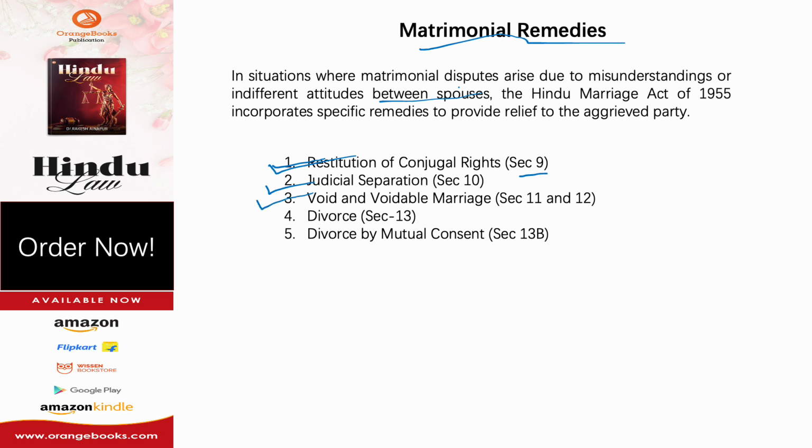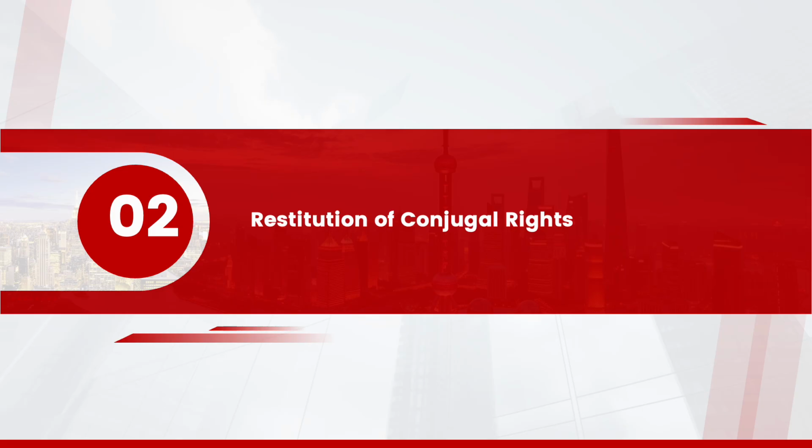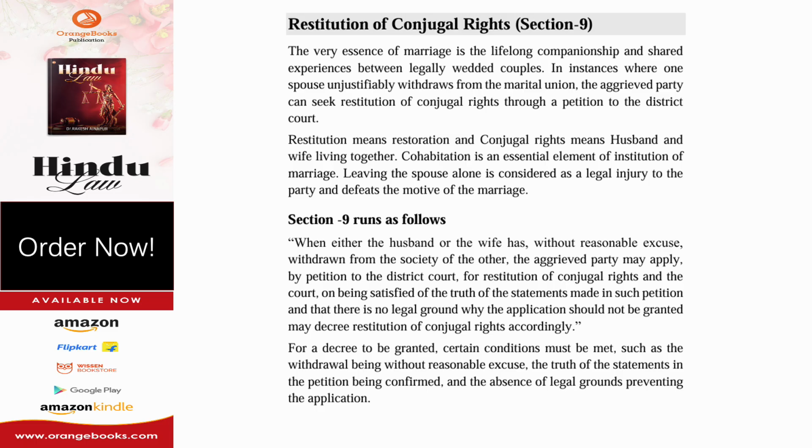Then Sections 11 and 12 talk about void and voidable marriages, which are void and which are voidable. In case of a void marriage, the other spouse, the aggrieved party, will be protected. And then we have divorce as a last resort, which Section 13 deals with, and Section 13B deals with divorce by mutual consent. So in this video, our focus is on restitution of conjugal rights.